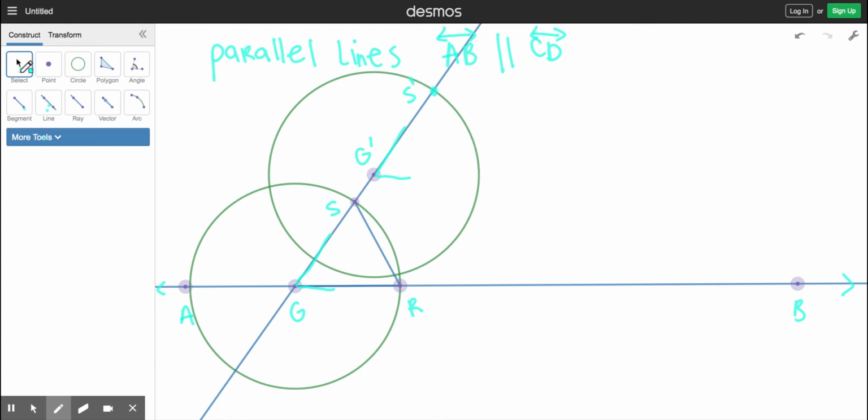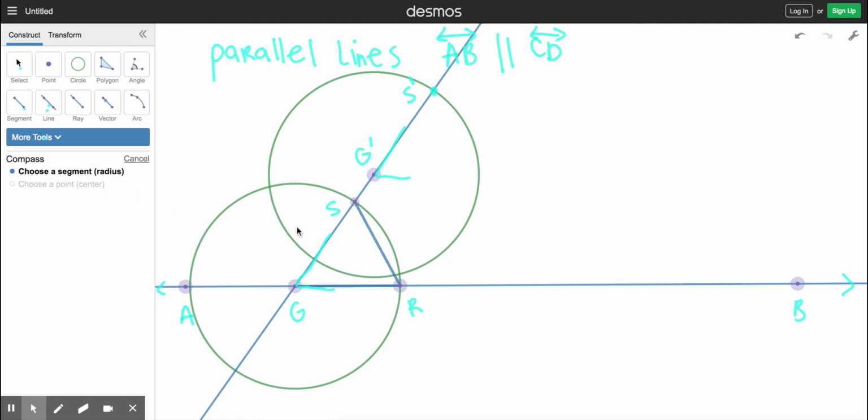So I now want a circle, or I can use my compass tool, that is opened from G to S. Oh, no, I don't. I'm sorry. Ignore me. Back. I want to figure out this segment is what I want to do.